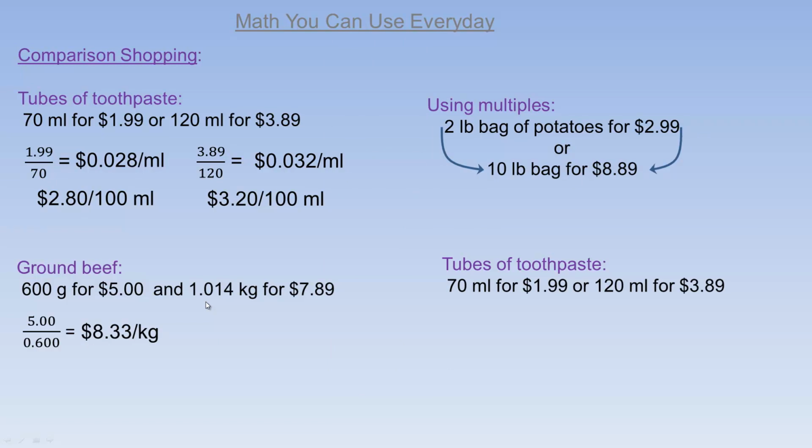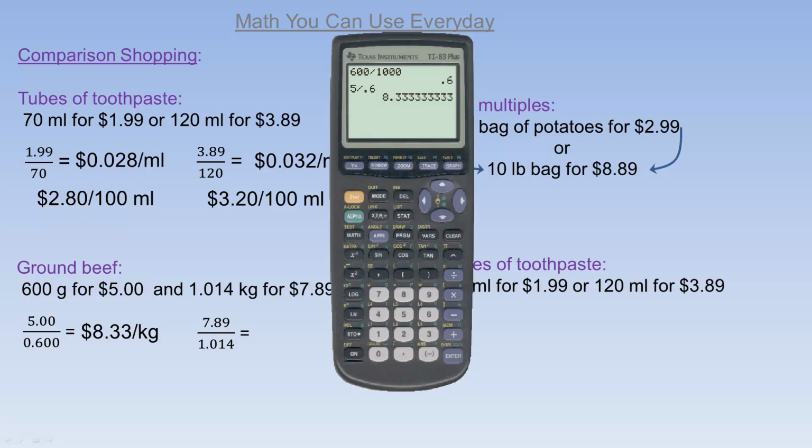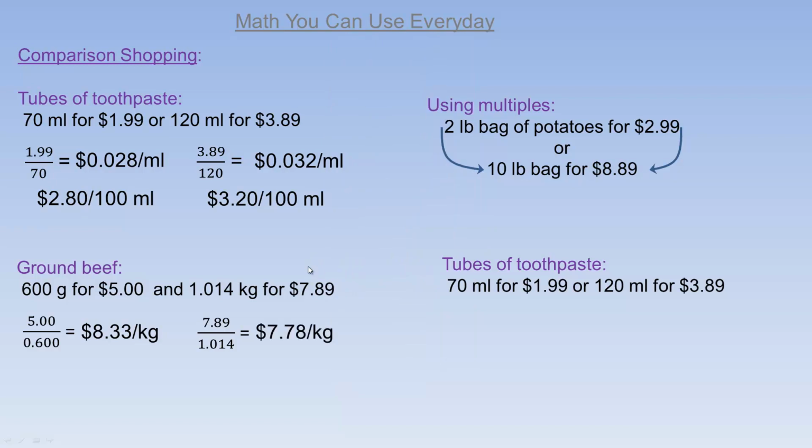Now this one here, it would be a straight $7.89 divided by 1.014 kilograms. And just to show you what that one looks like, I clicked on my calculator there, 7.89 divided by 1.014. So that one's $7.78 per kilogram. And so we can see that the larger package is the cheaper one.